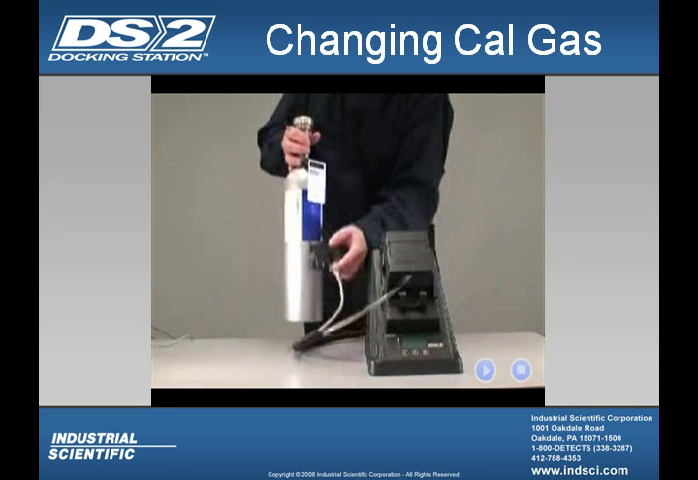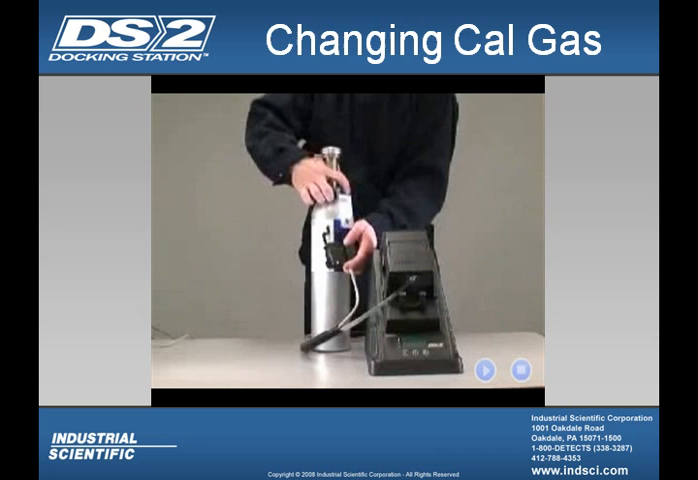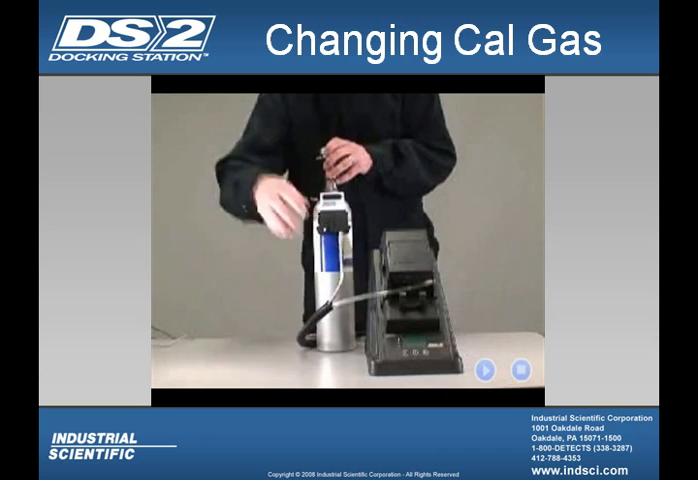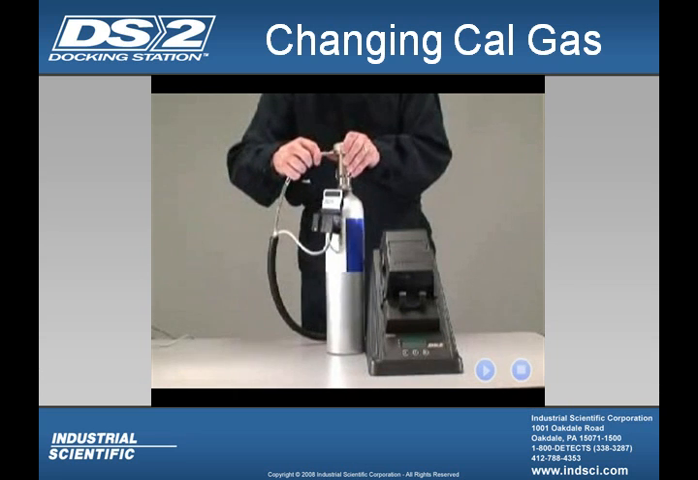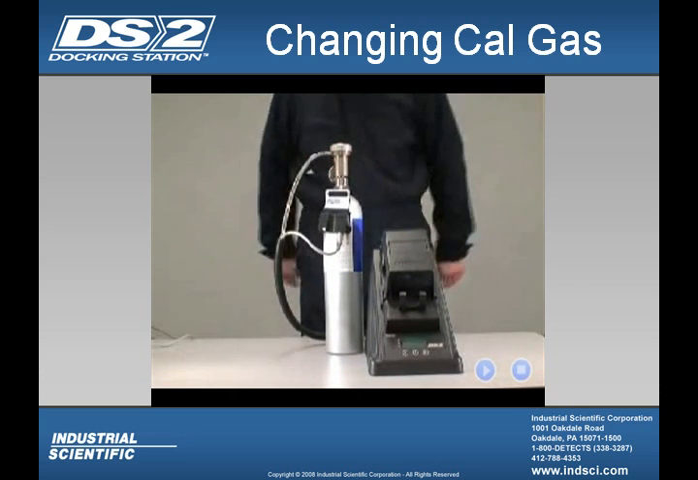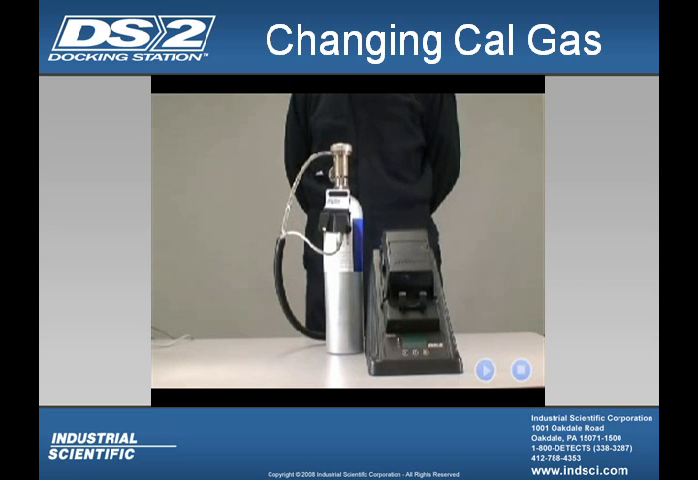Now once that is secure, we're just going to do everything back in reverse. So we're going to slide the card into the iGas reader till it clicks. Then we're going to plug the tubing back into the demand flow regulator. And now our cylinder has been successfully changed out.